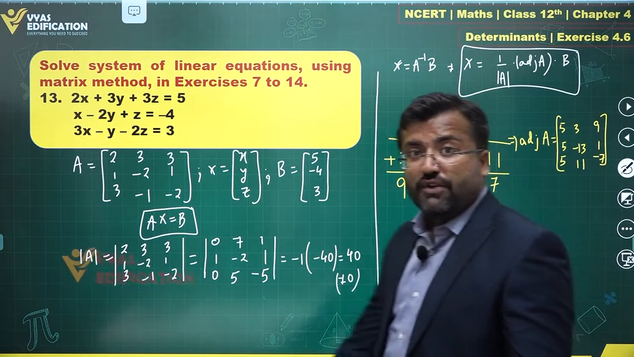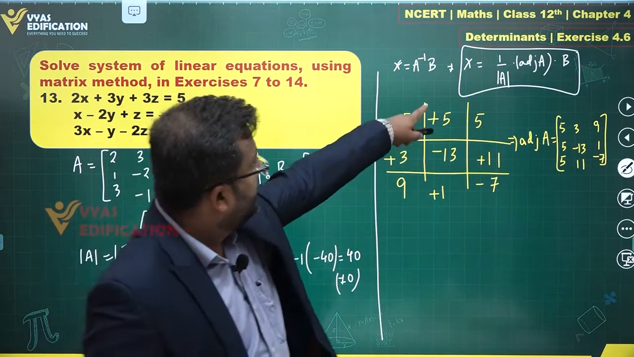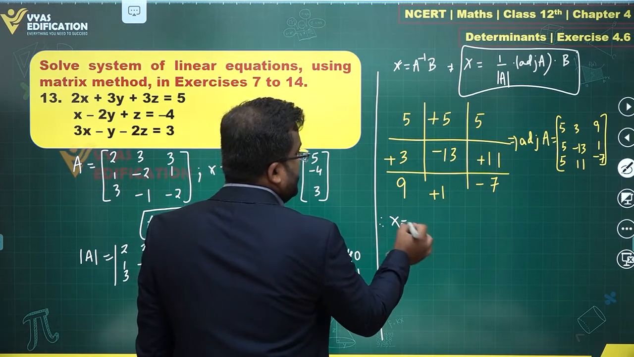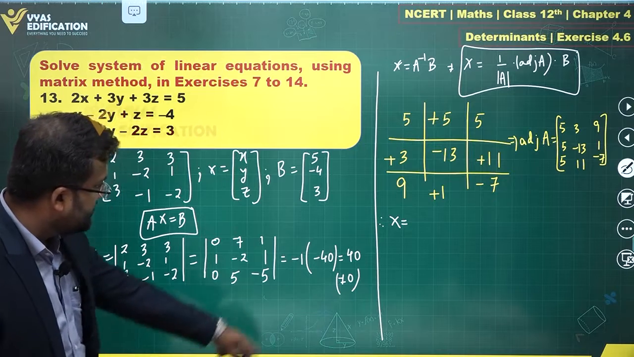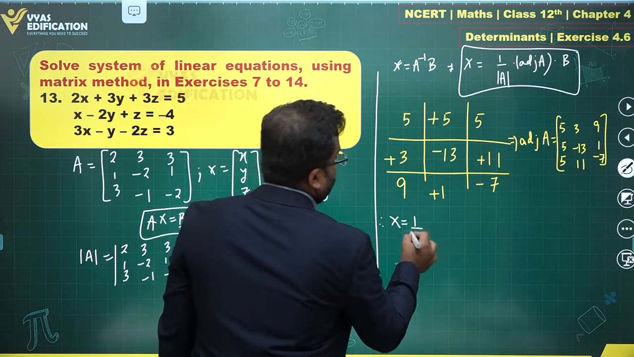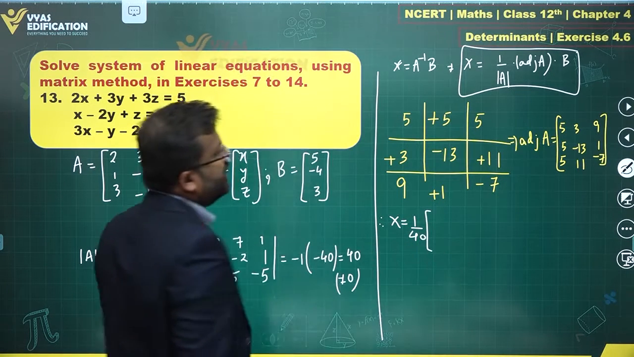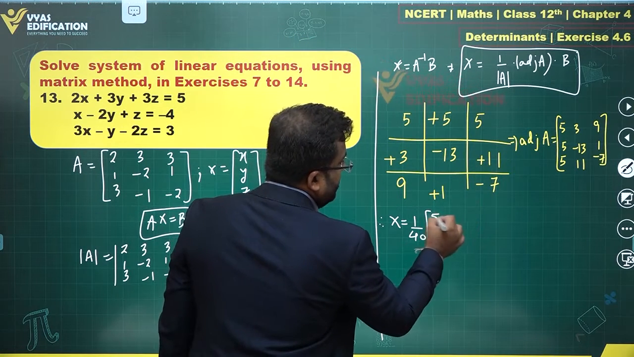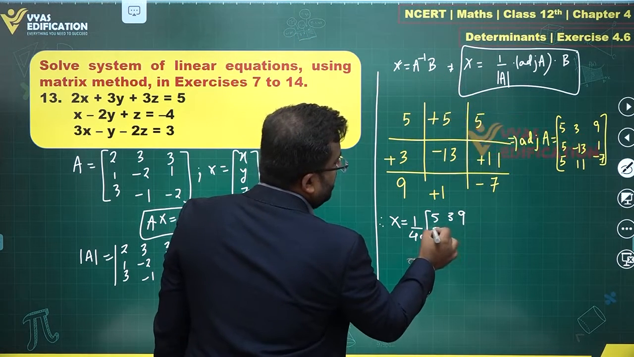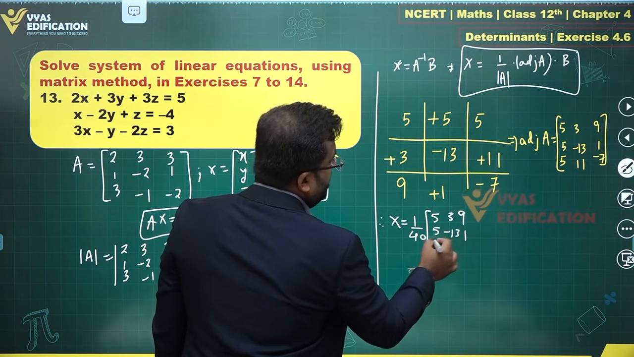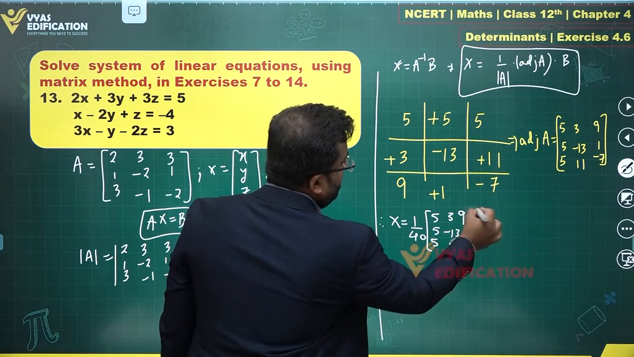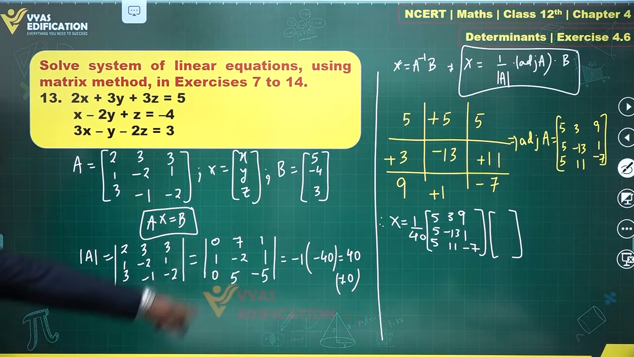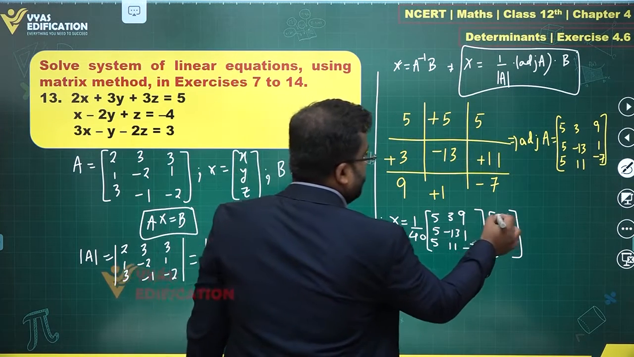Okay. So therefore, using that, what do we write? Therefore, X is equal to 1 over determinant of A, which is 1 over 40, times adjoint of A, which is 5, 3, 9, 5, minus 13, 1, 5, 11, minus 7. This times another matrix which is matrix B. Matrix B, that is here, 5, minus 4, 3.